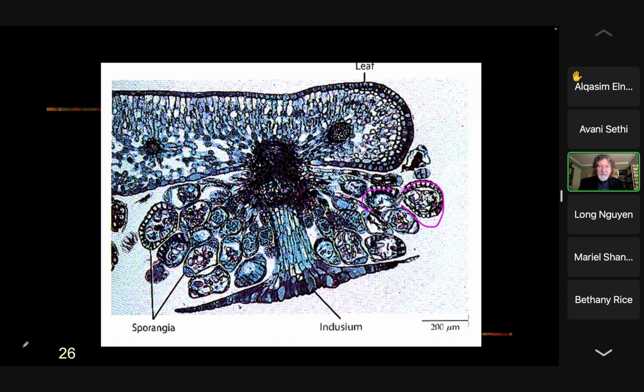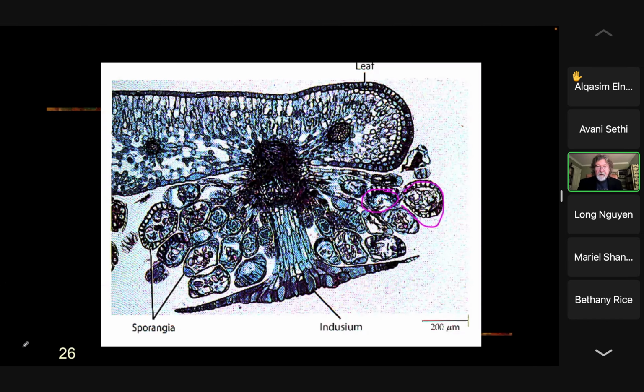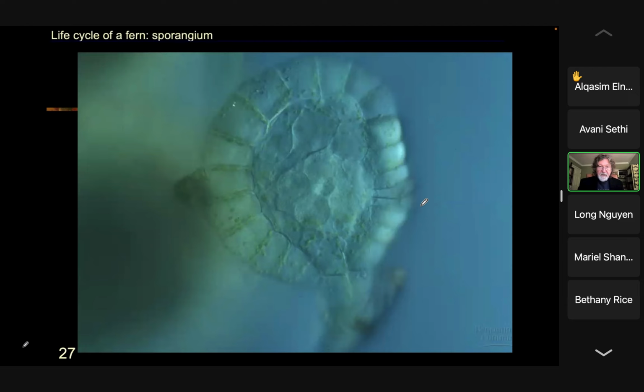Here's another sporangium, and this right here is the sterile protective layer, the indusium. Going on, if we zoom in, now we're zooming in on one of the sporangia, and this is an early sporangium. Here's the stalk down here, and the actual sporangium, what produces the spores by mitosis, is inside this multicellular structure. It's inside there.